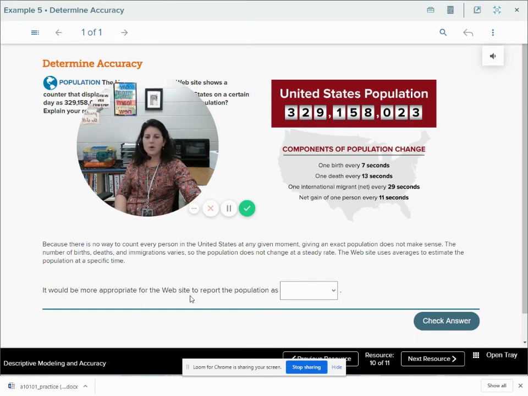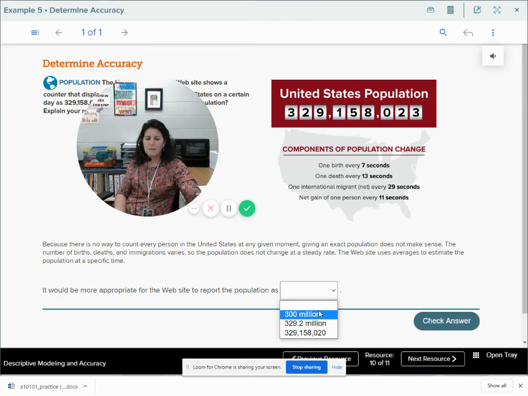It would be more appropriate for the website to report the population as, what do you think? 300 million, 329.2 million, or 329.158020. I think we can all agree to rule that one out. So should we do 329.2 million or 300 million?